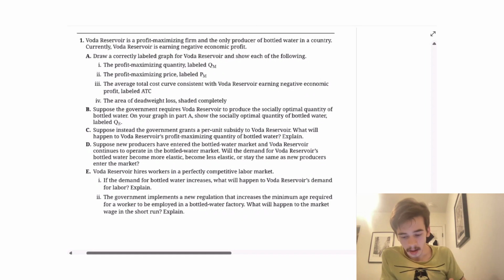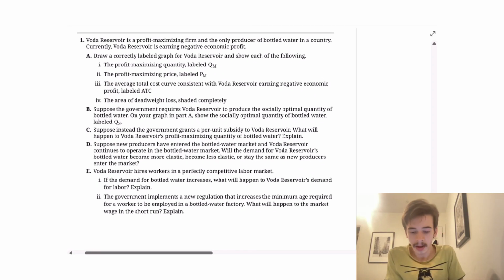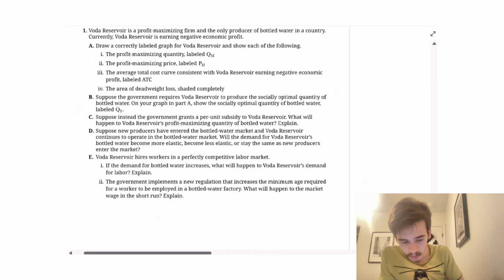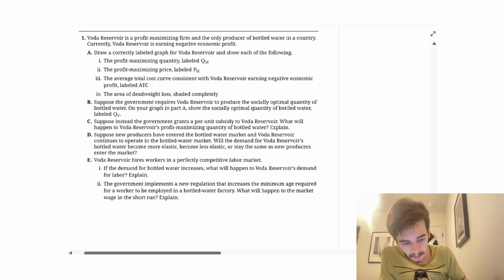So I will quickly go over the solutions, what I put, and the answers are pretty straightforward. Set 1 was pretty easy. So we got the Voda reservoir. Fun fact, Voda is actually how you say water in Russian, so that's kind of neat. Water reservoir, profit maximizing firm, only producer of bottled water. What does that mean? It's a monopoly in a country, earning negative economic profit.